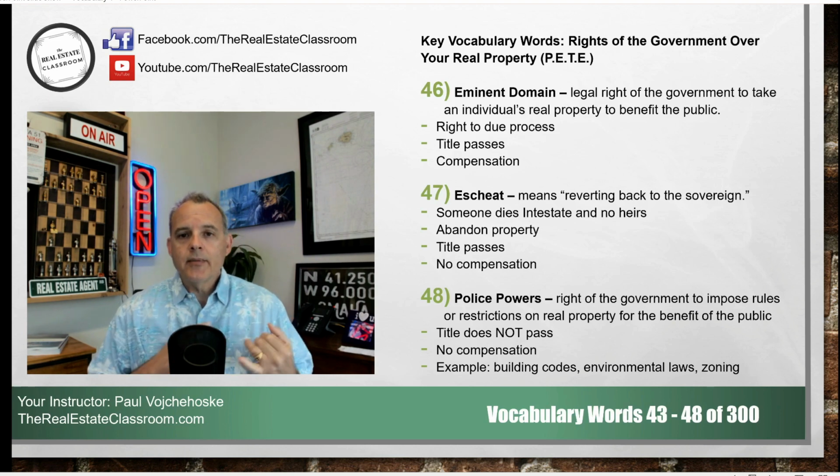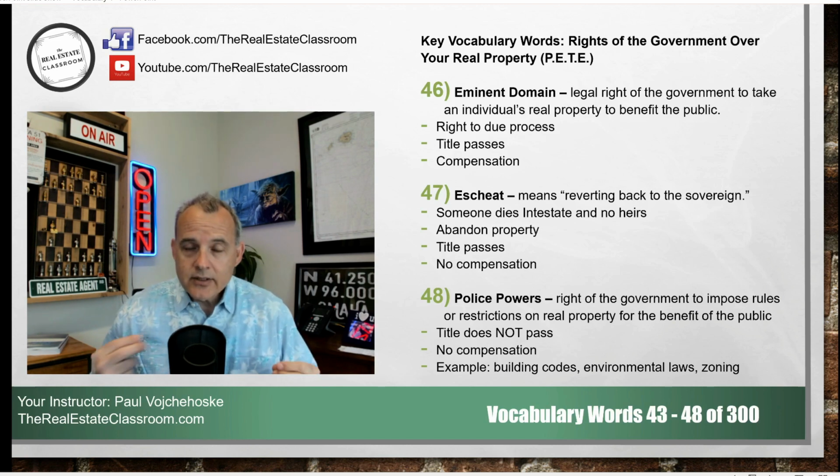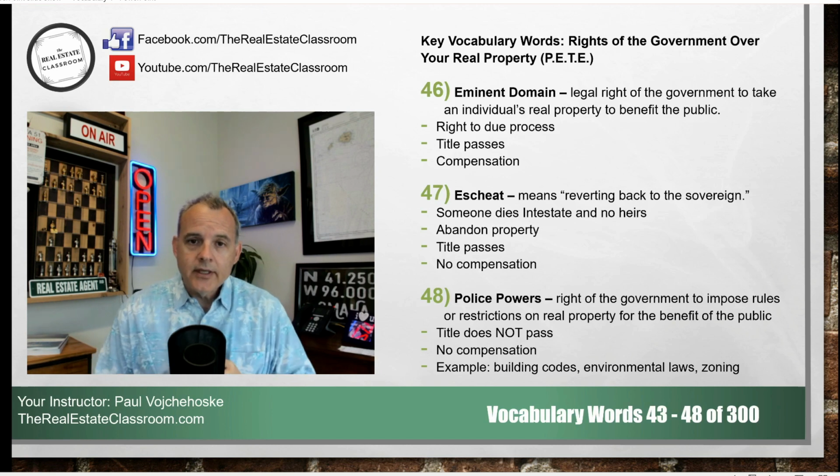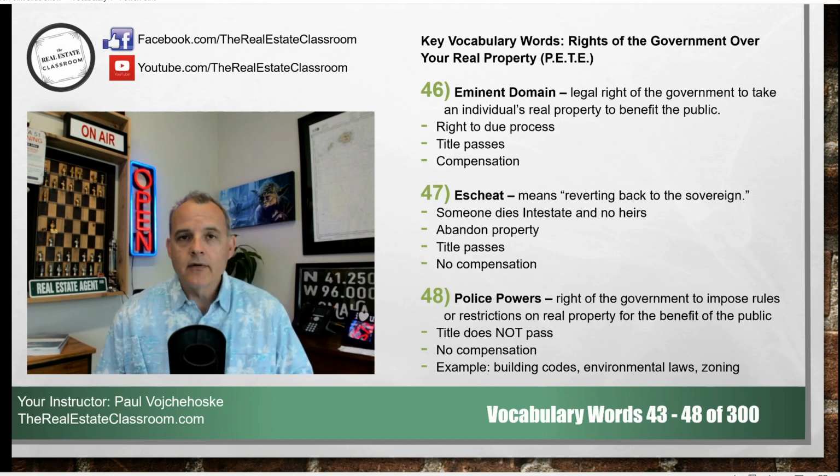So a couple of things to remember. Number one, the property owner has a right to due process. Title passes. Title will pass from the private owner to the government. And then compensation. Under the Constitution, the government must pay you fair market value or fair compensation for the value of that land.